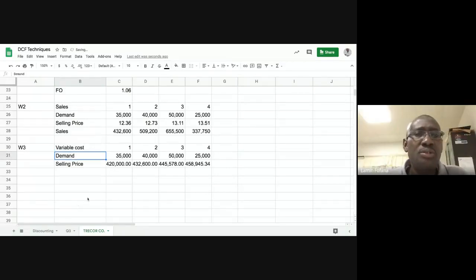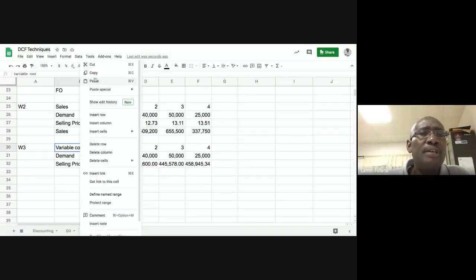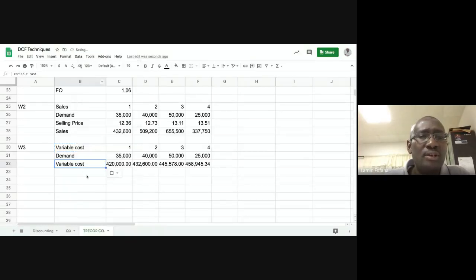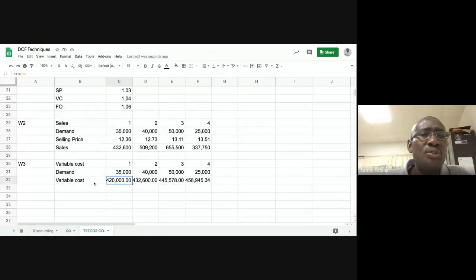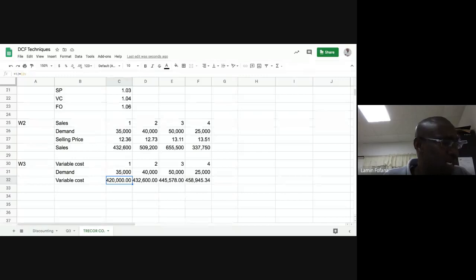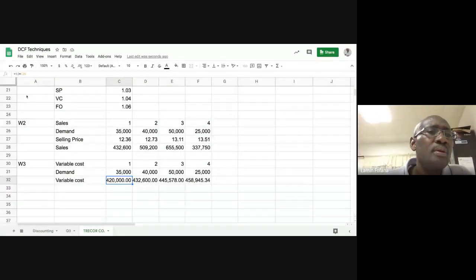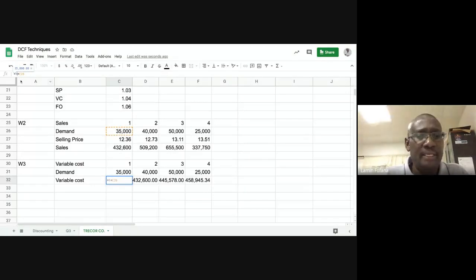Okay, variable cost. The demand will still be the same. Okay, 35 and so on and so forth. I'll put the variable cost here. Okay, you go ahead and use your calculator. I'm using my own way of doing it. So the variable cost, look at it, is taken from 12. The variable cost should be what? 7.8, isn't it? The variable cost should be 7.8.